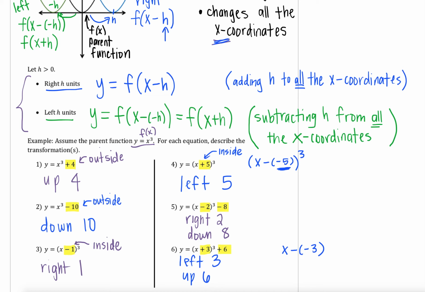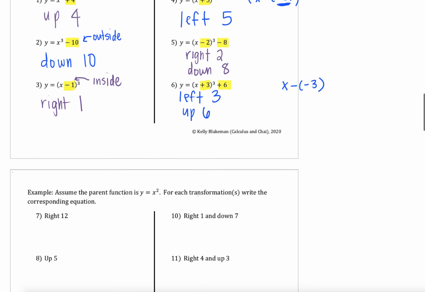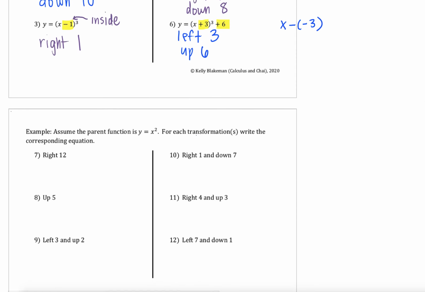Let's look at some examples where we flip what we're doing. Here we were given the equation and we were asked to list the transformations. Well, what if now we're given the transformations and we want to list the equation that goes with those? For these examples, we're going to assume that the parent function is now x squared. So instead of x cubed, we're looking at x squared. This would be our generic f of x. And we're given a couple transformations for each one of these.